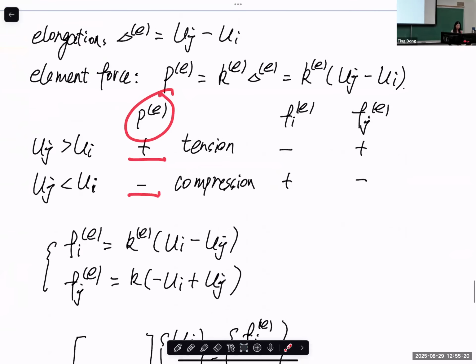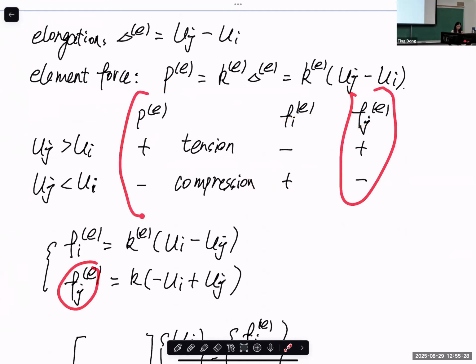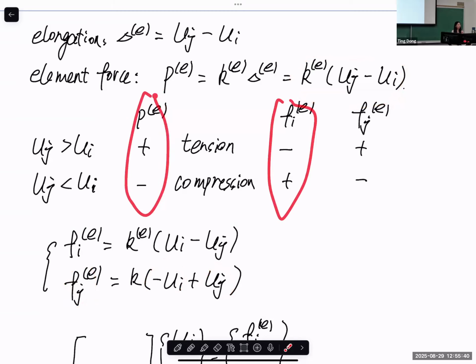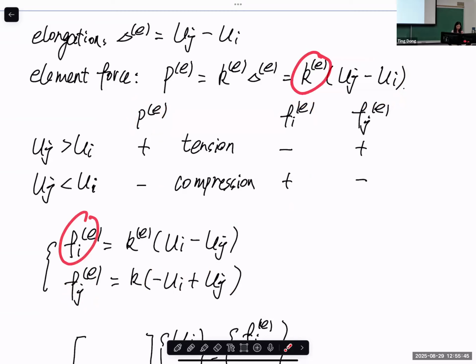So now, based on this basic equation and the sign, let's start from Fj, because Fj always has the same sign as the internal force. So we have Fj equal to P equal to K times (Uj minus Ui). And Fi is always the negative of the internal force. So Fi should be K times (Ui minus Uj), right? This is how we got these two equations.